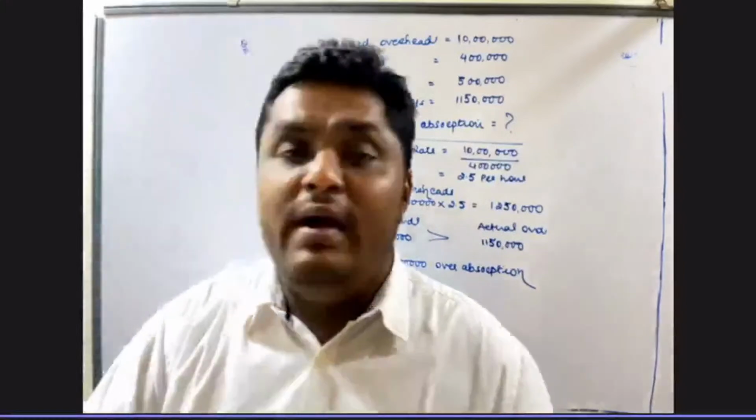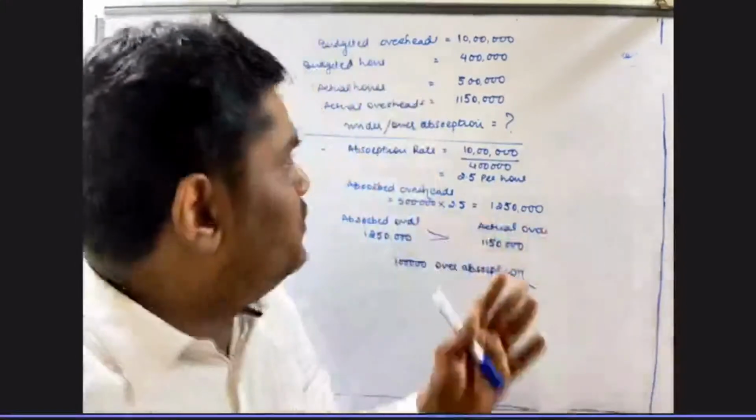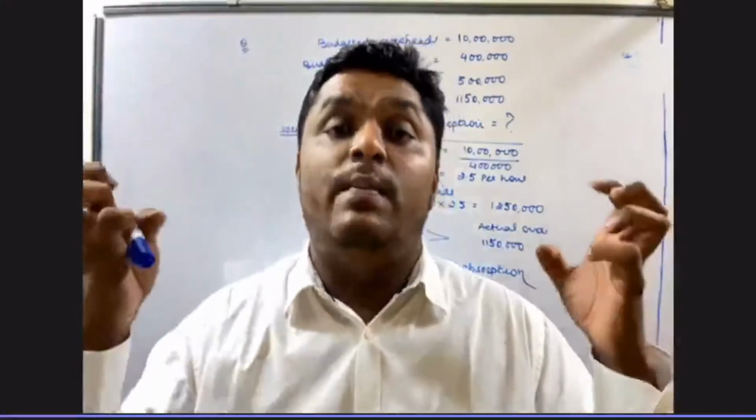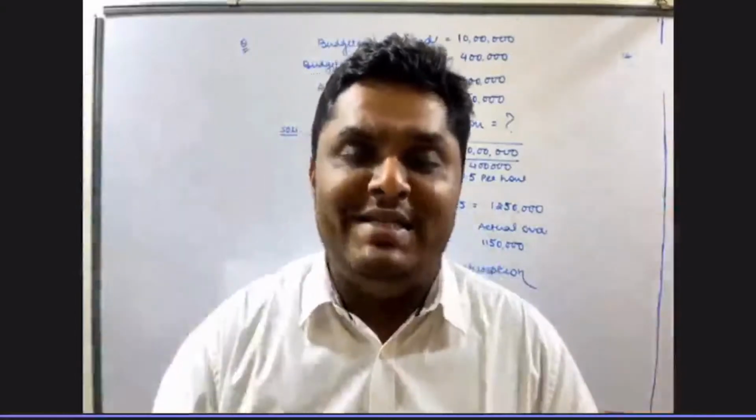Bhumika, it is over absorption, not under absorption. Herein my absorbed overheads are how much? 12 lakh 50,000. Absorbed overheads are more. It means over absorption. If absorbed overheads are less, it is under absorption.